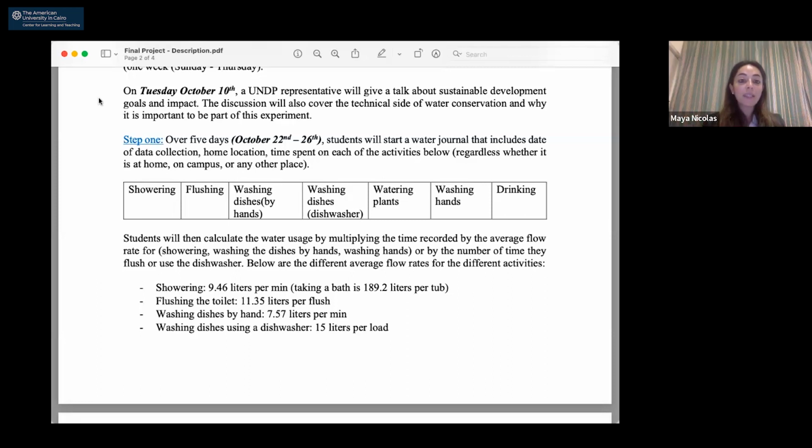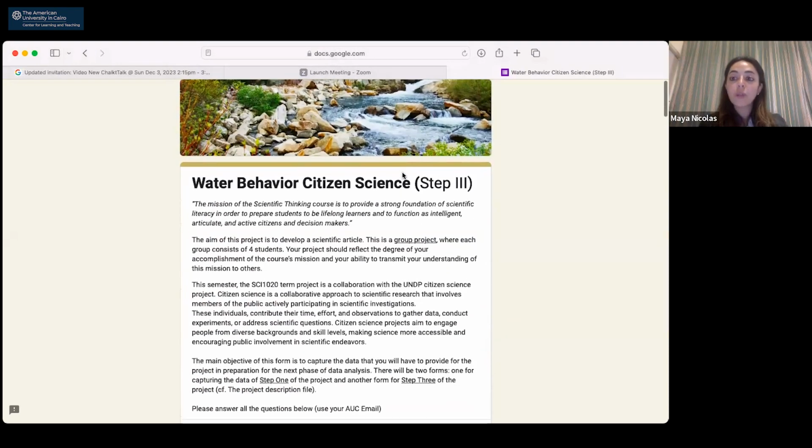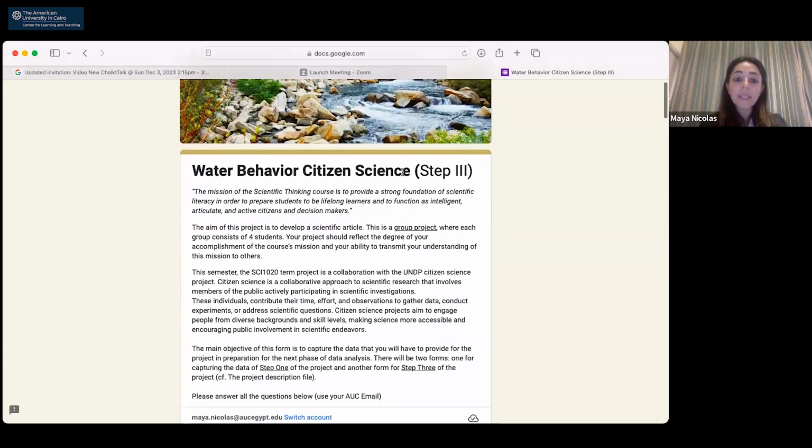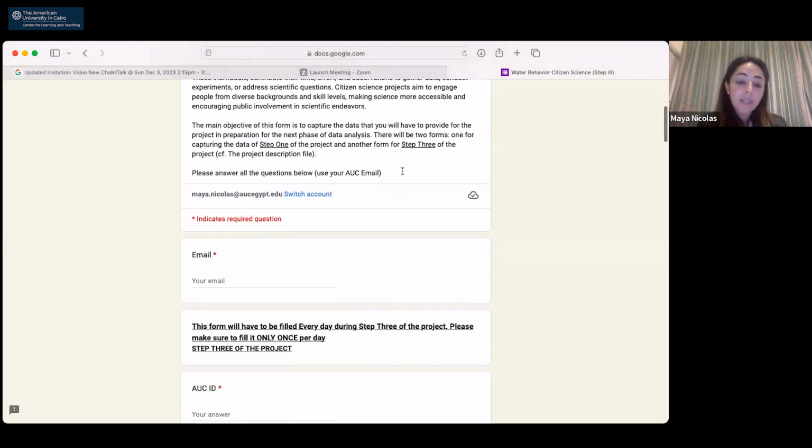What we did here is we designed a data registry. We created this Google form to allow students to register their data. Students had to use very basic, non-sophisticated tools, such as a timer or their mobile phone, to record the time they spend on specific activities. Then they were asked to calculate the volume they needed to accomplish this activity. We provided them with the average water flow for each activity.